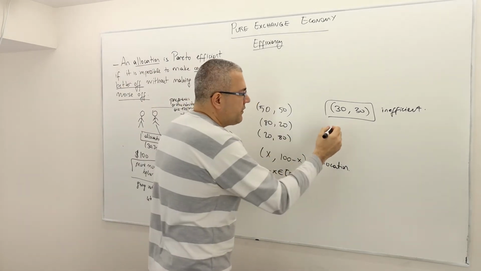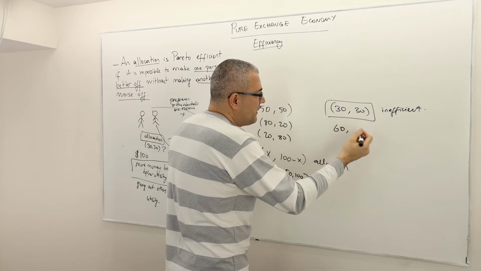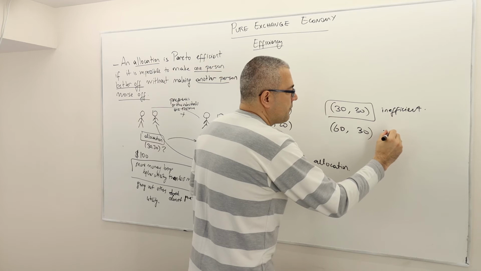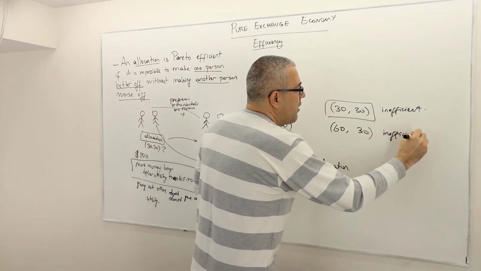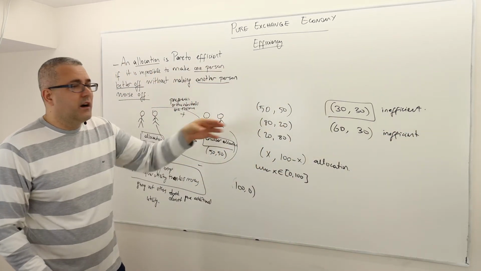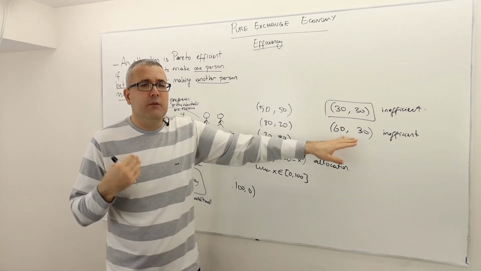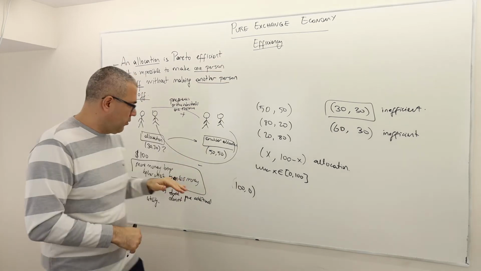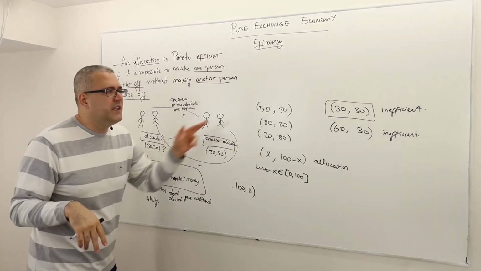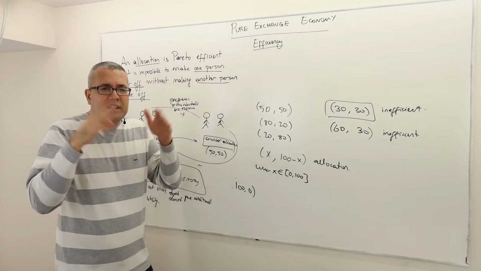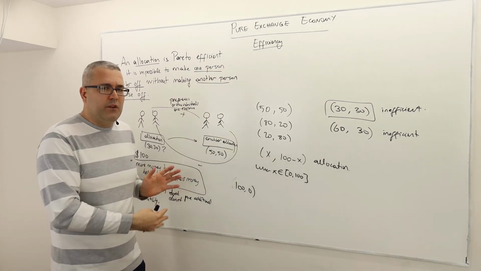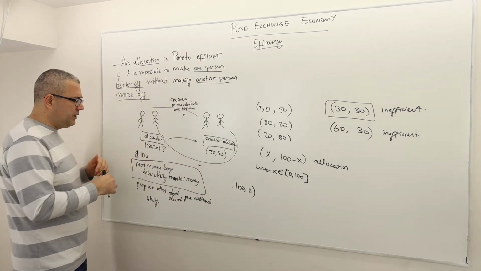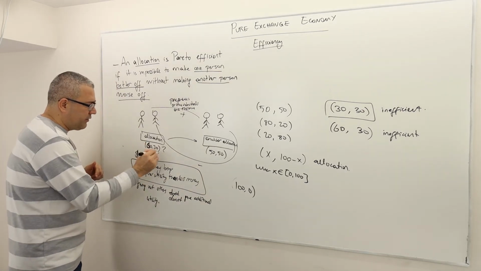With the same reasoning, if they split it something like 60-30, that's also inefficient. What does that mean? Yes, Bob is getting more than Anita, but they're still wasting. According to their preferences, they're wasting $10, and this additional $10 doesn't bring either of those guys any utility. So how do I know that this is an inefficient allocation? This time the question is, is 60-30 efficient?